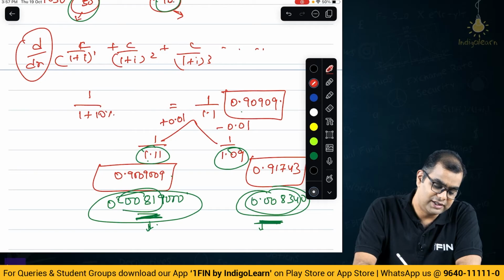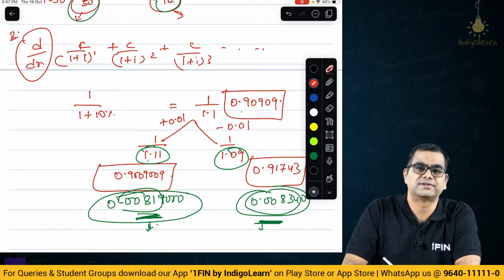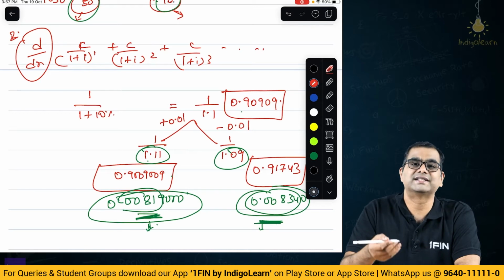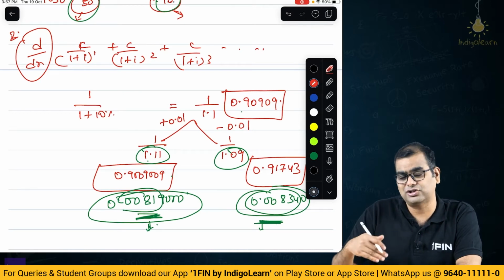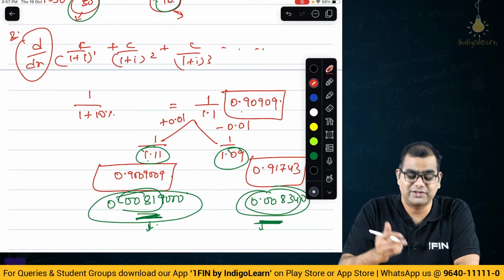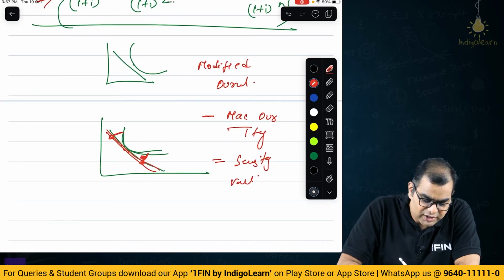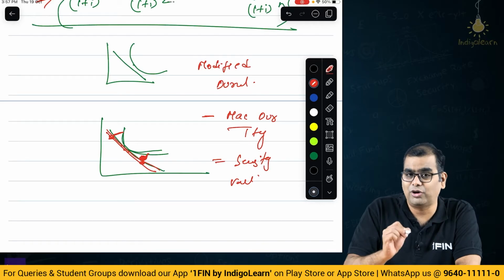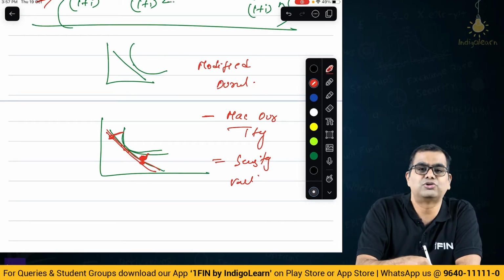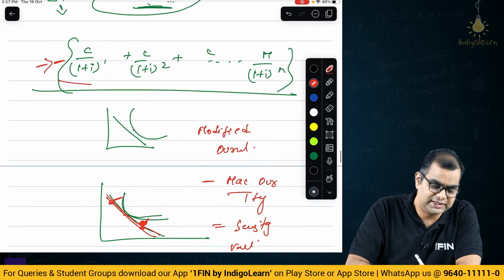You are doing d by dx again of this, second order differentiation, so then you basically get something called convexity. Again, convexity is also not an exact number. Instead of giving you a curve like this, it accounts for a large portion of this gap. But if you want to know the exact price, please substitute the number in the formula.